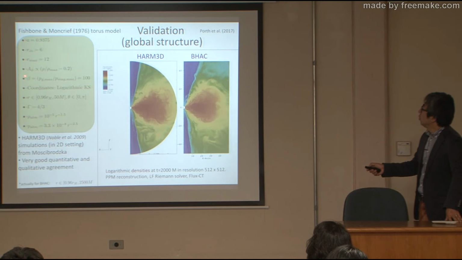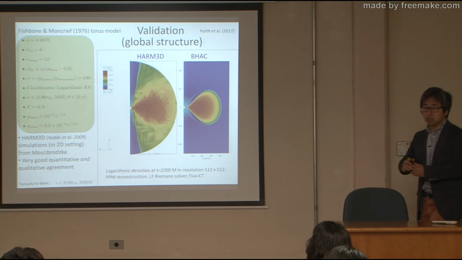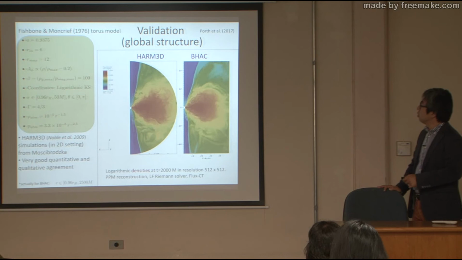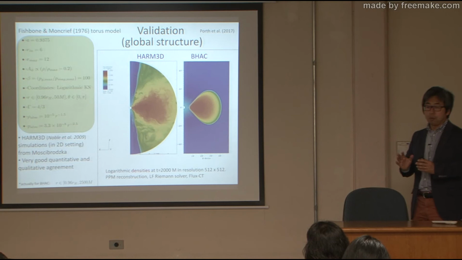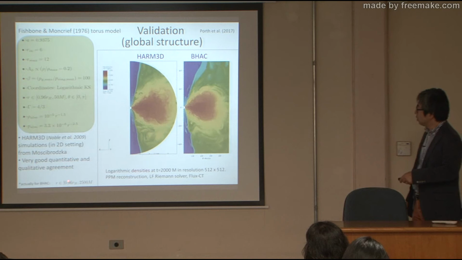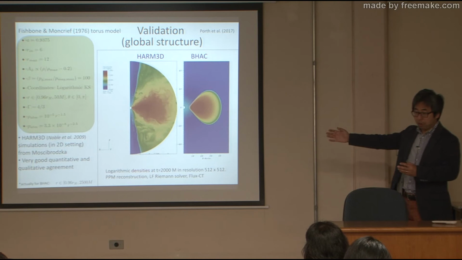Then we put a vector potential proportional to the density, making a single loop type of magnetic field inside the torus. And the plasma beta we set to 100. The coordinate is a logarithmic Cartesian coordinate because we would like a higher resolution near the horizon region. And we also try to simulate a little bit further away. Actually, this simulation covers just inside the horizon and out to 2500 M, so this is a little bit far away.